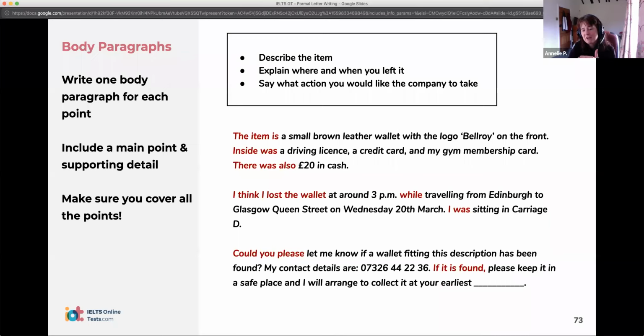And how can we finish this? At your earliest... It's a very specific word we use here. Okay, very nice, Narenzi. At your earliest convenience. Okay, so again, we've got some very typical phrases that you could use in a lot of these situations. At your earliest convenience, fitting this description. Okay, so make a note of those.